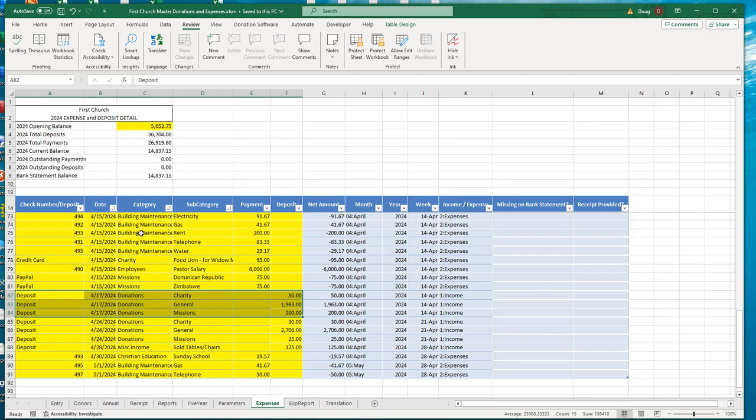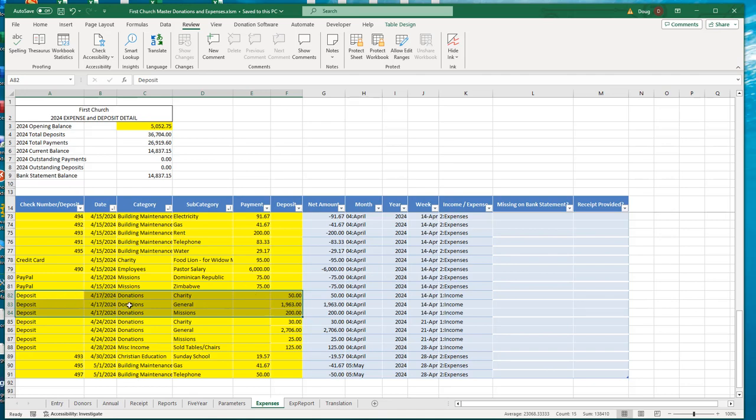The date, donations, that's the category. Again, you can modify those words over in the parameters if you need to. And then our subcategory would be the donation categories, and then the amounts that were donated that week. So we can see how that is recorded here, and again that happened automatically. I didn't have to type that in.